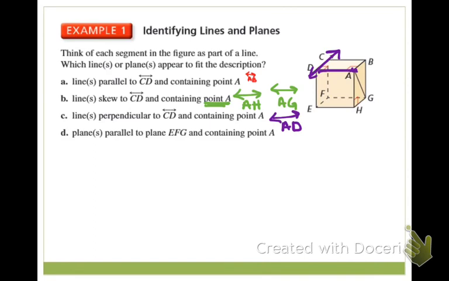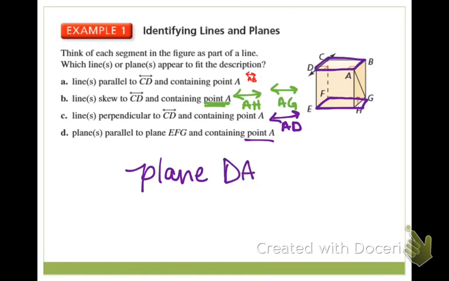Okay. Last one. Find a plane that is parallel to EFG. So that is this bottom plane. So no matter what our answer is, it's got to have the word plane. And it needs to contain point A. Sure. DAB, ABC, BAC, you get it. CAB, whatnot. Okay.